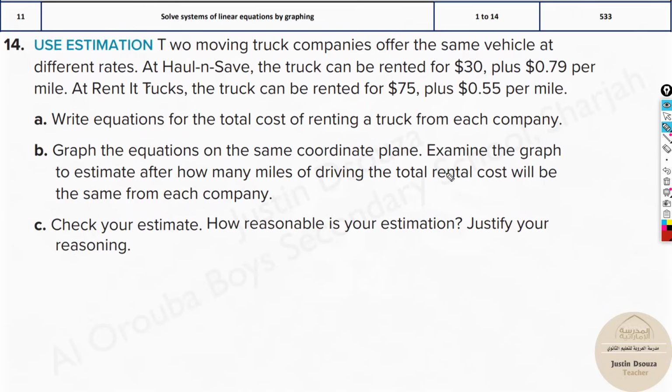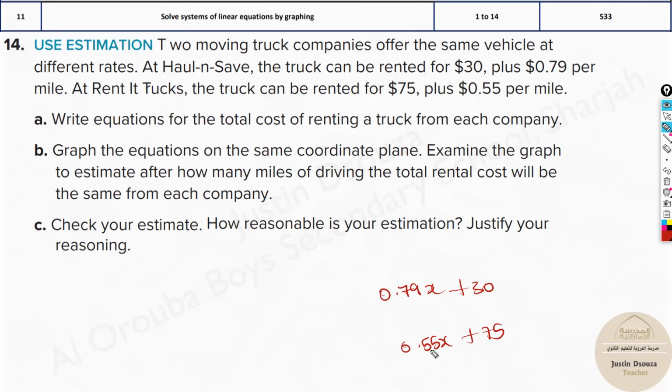Similarly, we have one more question over here. I'll just write the equations and then you need to do the other parts by yourselves. It's about two moving truck companies offering the same vehicle at different rates. At Haul and Save, the truck can be rented for $30 plus 0.79 per mile. Whereas at Rent-a-Truck, the truck can be rented for $75 plus 0.55 per mile. So the one-time payment is $30 and over here it is $75. Whereas every mile you need to pay 0.79 in the first company, that is 0.79x, and over here it's 0.55x.